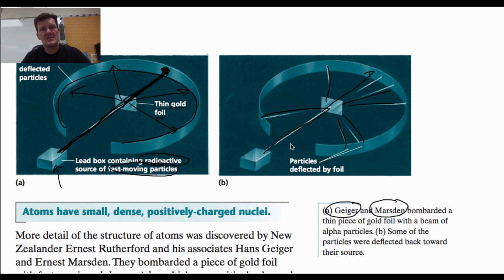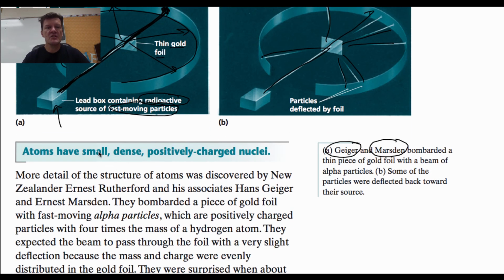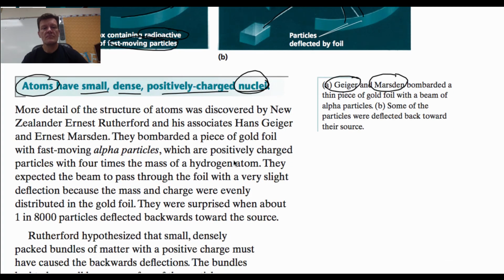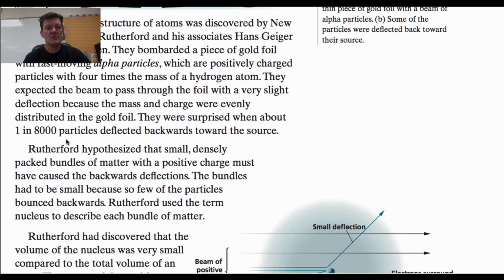So here's what the scientists determined. They determined that something is in there that is causing these radioactive particles to bounce off and go a different direction. And that particle, whatever that is in the gold foil, must be very, very dense. So they determined that atoms have a small, dense, positively charged core. We call that now the nucleus. This experiment was set up by Rutherford. So you need to know the Rutherford experiment, or the gold foil experiment.